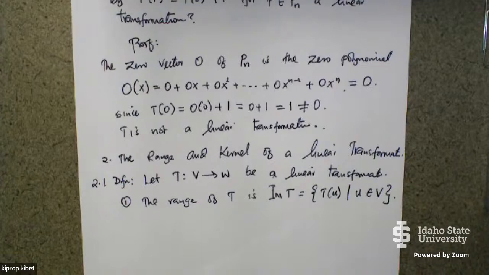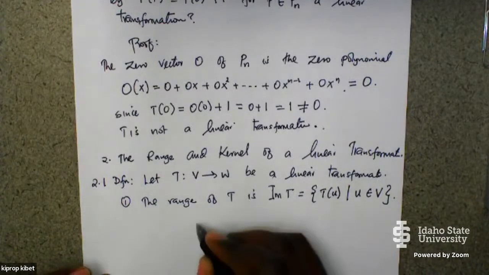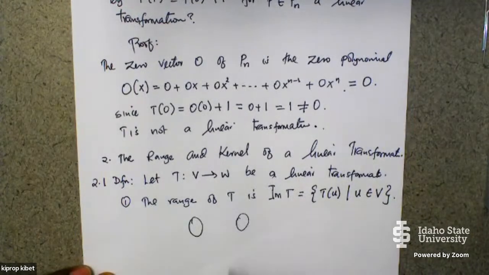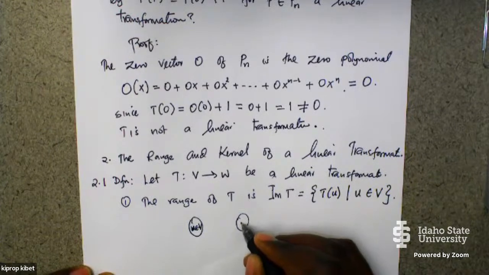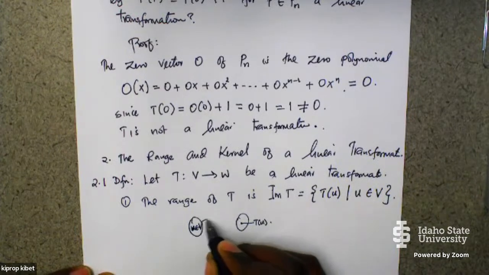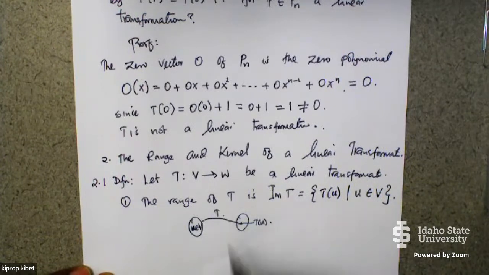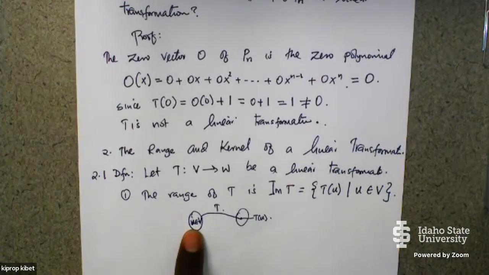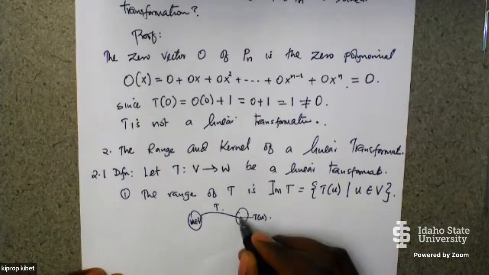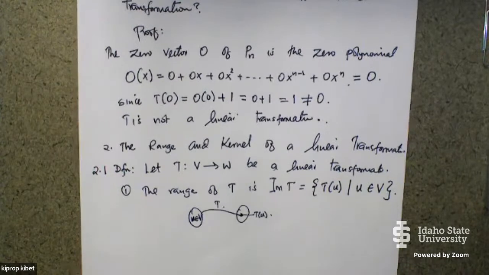So if you have our V here, and U here, which is an element of V, then our transformation will be here, which is T of U. So it transforms from here to here. So the image here of U is actually T of U, which is here. So that is the image.